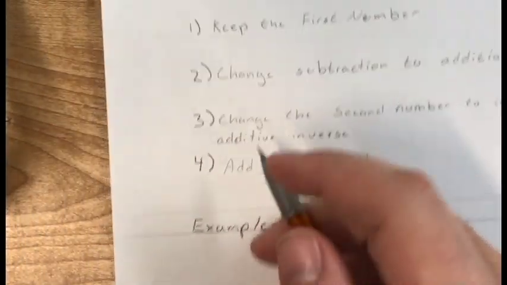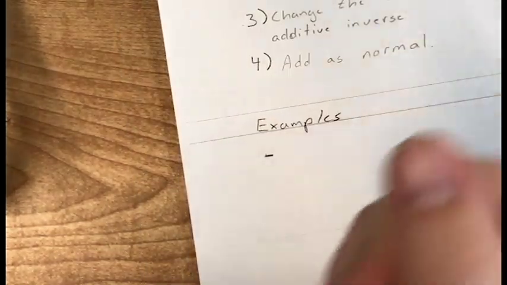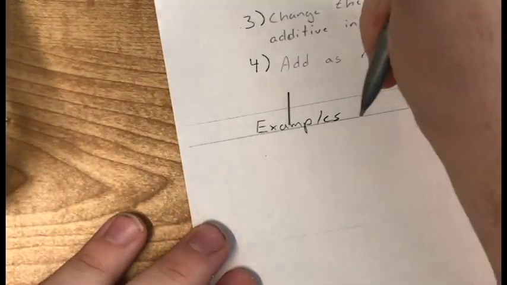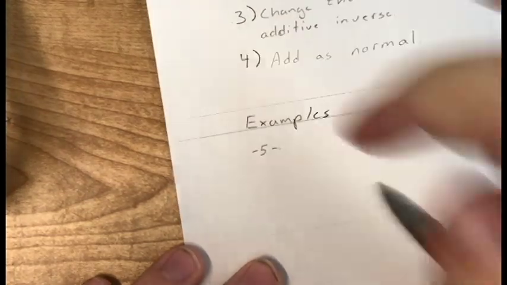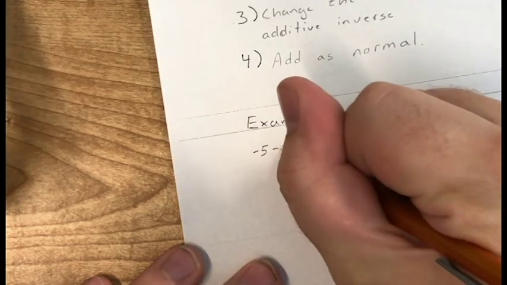So let's say I am doing the problem -5. Oops, the lead's getting a little bit low. Oh, hang on. There we go. Let's try now. Let's do -5 minus, wow, that's a bad pen, 3.